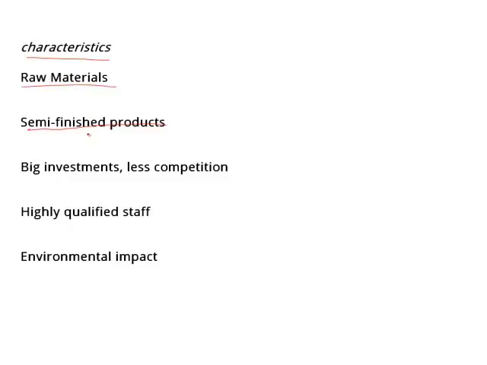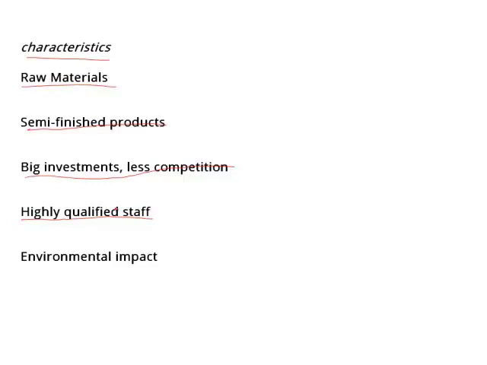We have big investment and less competition. These industries are dedicated to producing machinery, and therefore the initial investment is very high. Very few companies are interested in entering this industry or can even afford it, which makes competition very low. Second to last is highly qualified staff. While other simpler industries can function with personnel of all skill levels, workers in these industries must be highly trained to function efficiently.